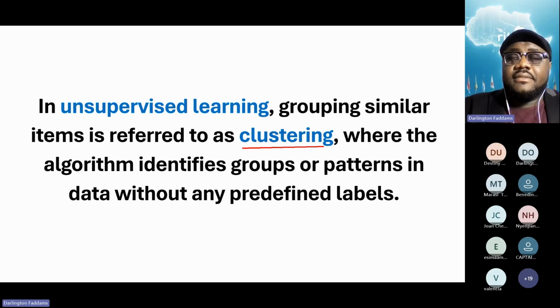So take this home today. You've heard two words, clustering and classification. In the camp of unsupervised learning, the process of grouping similar items is called clustering, where the algorithm identifies groups or patterns in data without any predefined label. So when there is no predefined label, it goes through the process called clustering, so that it will be able to give us their distinction. But when the items are labeled, it is classification.